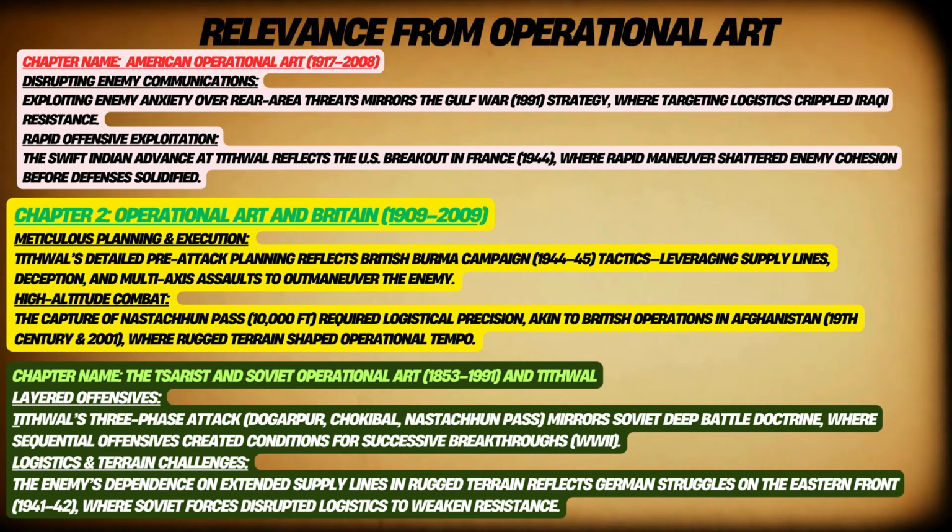Point 3. The Tsarist and Soviet Operational Art, 1853 to 1991, and Tithwal. Layered offensives. Tithwal's three-phase attack, Dogarpur, Chokibal, Nastachun Pass, mirrors Soviet deep battle doctrine, where sequential offensives created conditions for successive breakthroughs, WWII. Logistics and terrain challenges. The enemy's reliance on extended supply lines in rugged terrain at Tithwal is similar to German struggles on the Eastern Front, 1941-42, where Soviets disrupted logistics to weaken resistance.